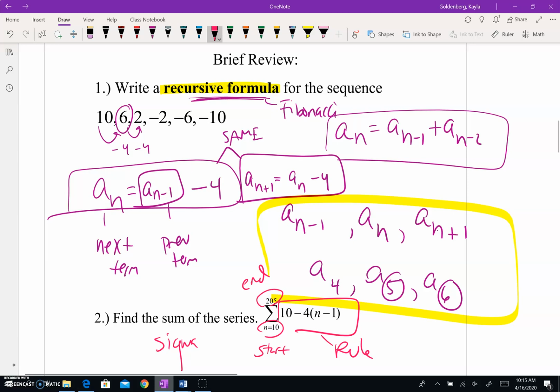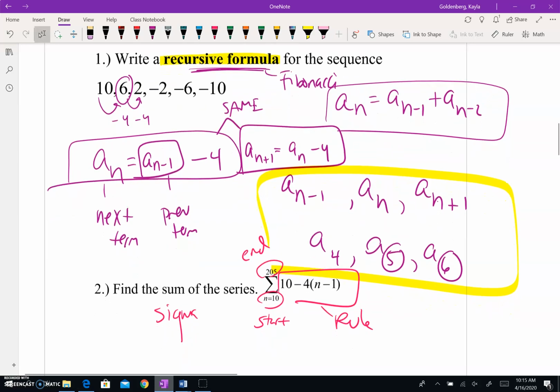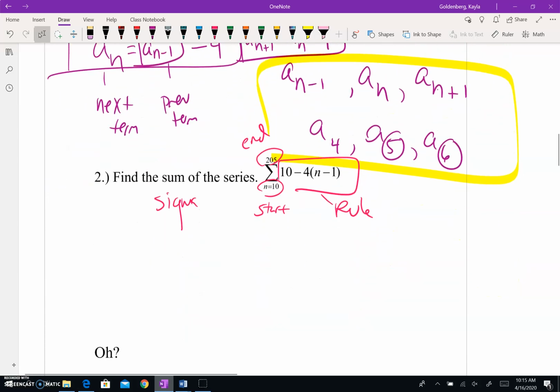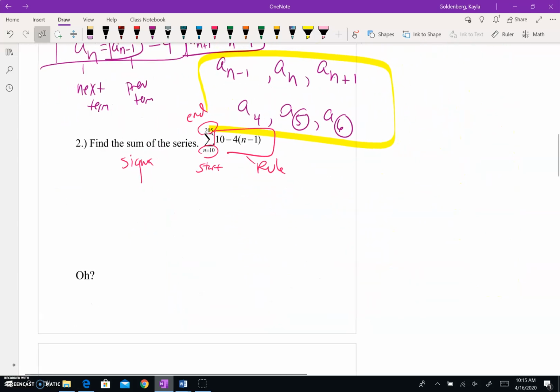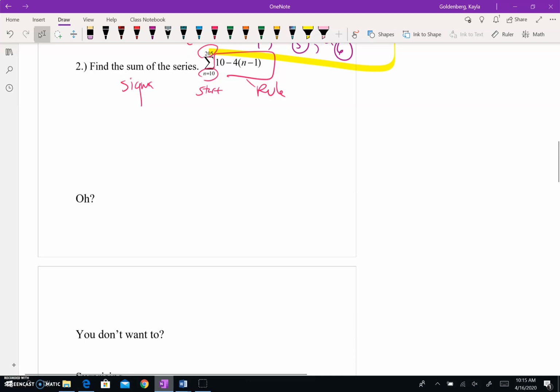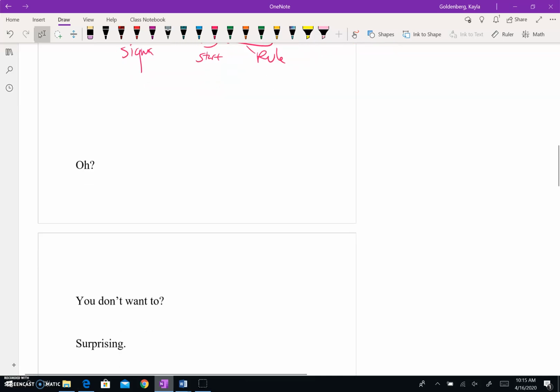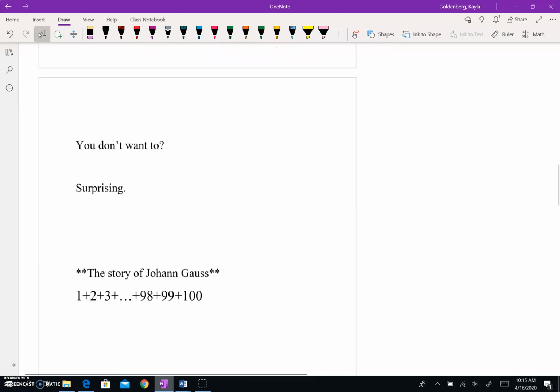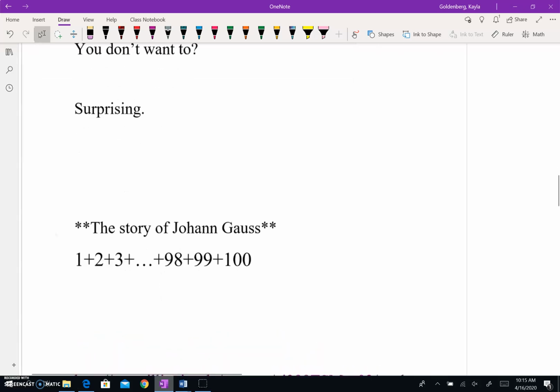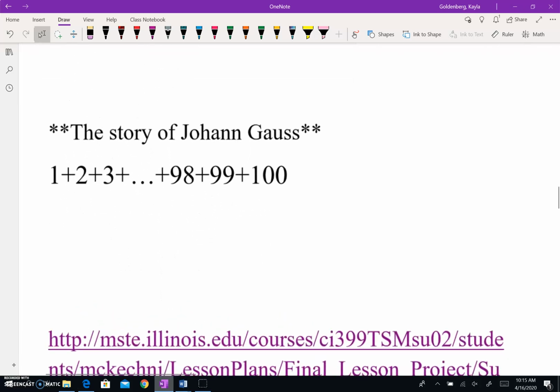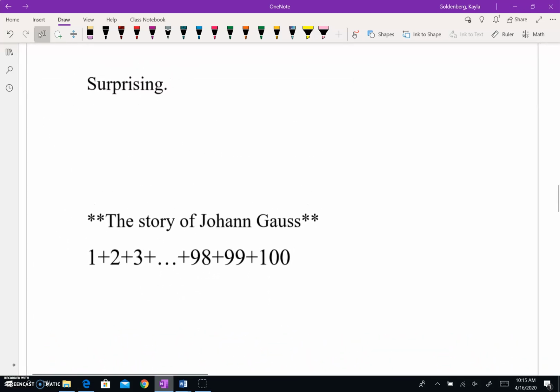Did you ask yourself why Miss Goldenberg would ever make you think about that? You should be right, because, oh my goodness, you don't want to? Surprising. So here's where I'm going to tell you a nice little shortcut for how to add numbers. So we're going to do a quick story time to talk through how to add a lot of terms.